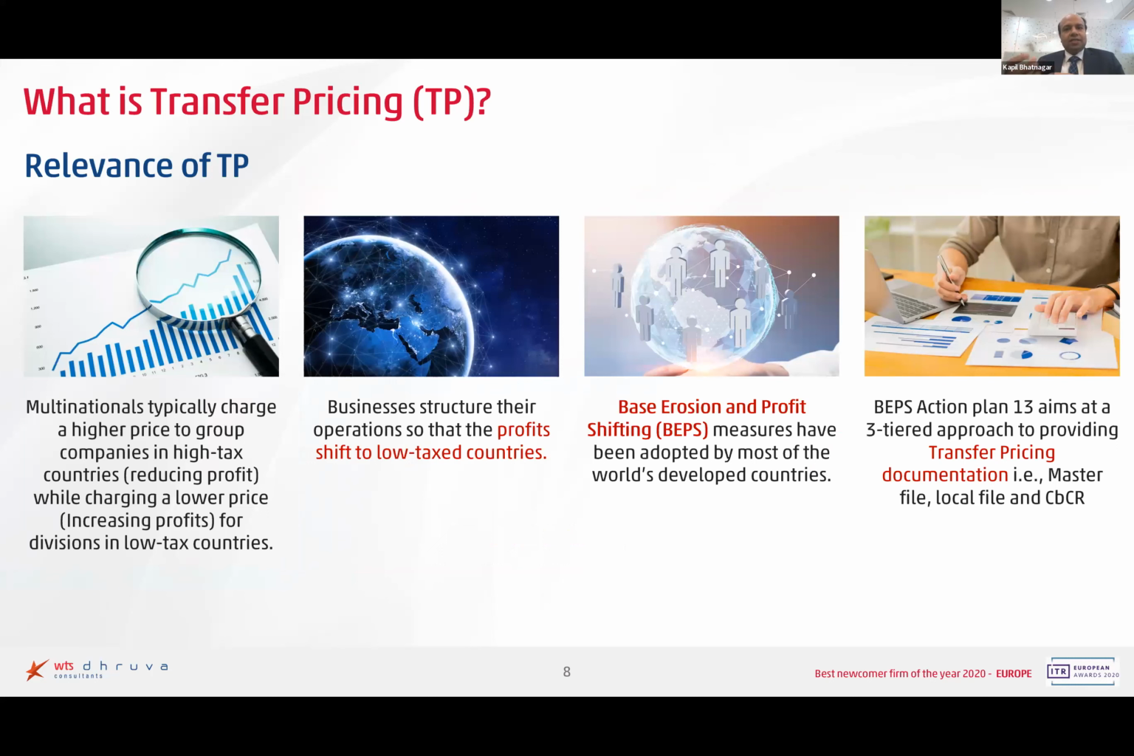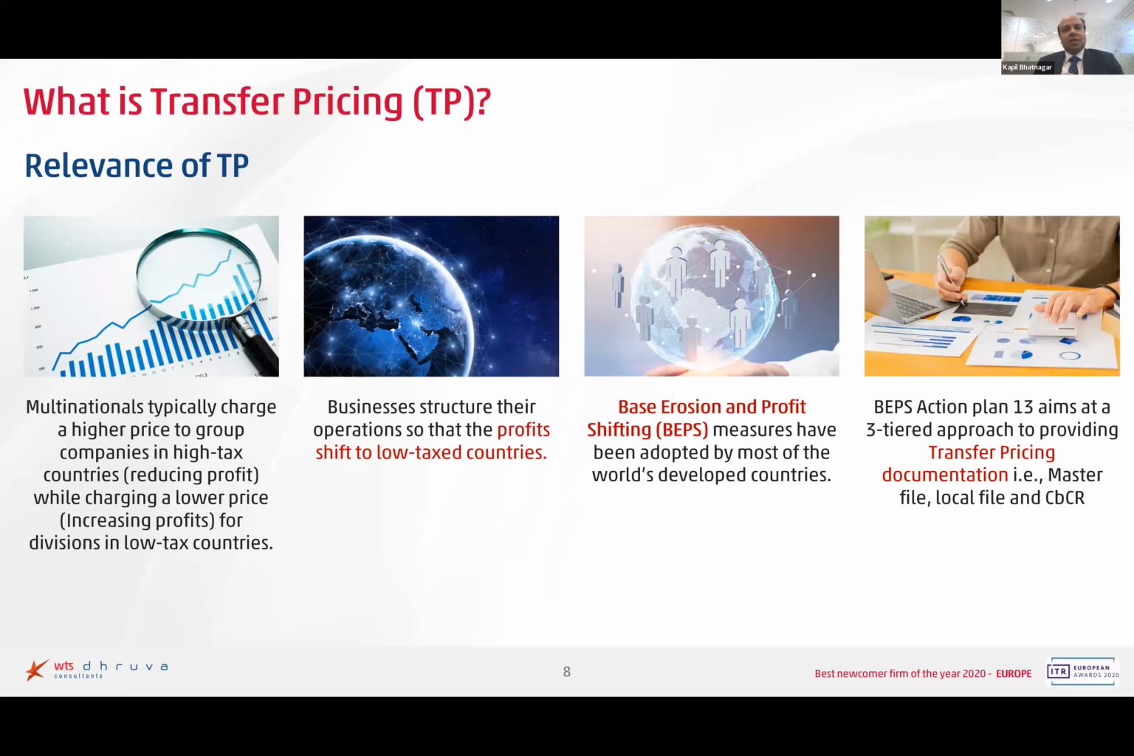Why transfer pricing, and why is it of relevance to the public at large? Typically, we have seen that multinationals charge a higher price when they are interacting with group companies, whenever their transactions are between a high tax jurisdiction and a low tax jurisdiction. Let's take a very simple example. We have the Kingdom of Saudi Arabia, where the headline corporate tax rate is 20%. And assume it has a related party, let's say in Bahrain, which has a 0% tax, or even the UAE, which earlier had a 0% tax and now has a 9% headline tax rate.